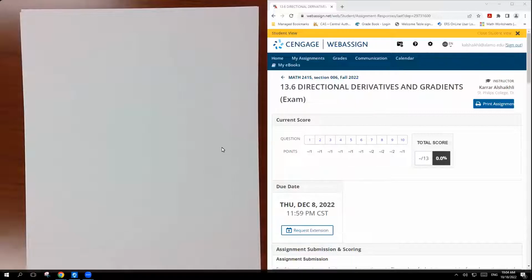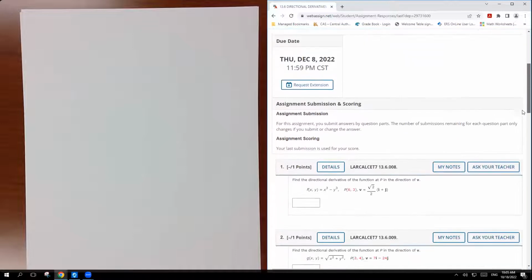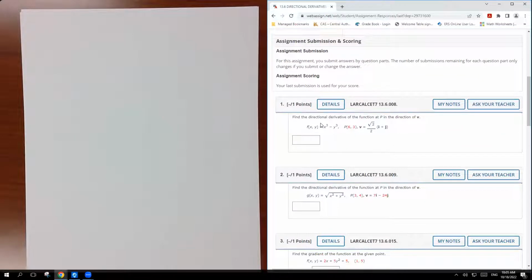So section 13.6, directional derivative and gradients. Let's start with example 1. They ask you to find the directional derivative of the function at P in the direction of the vector v.